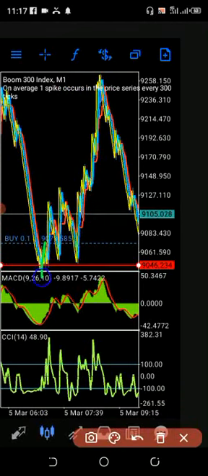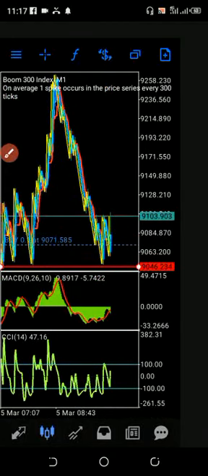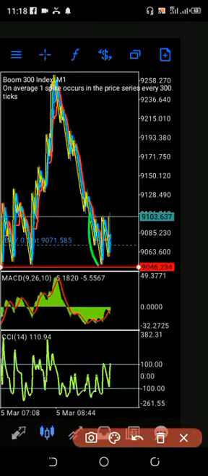The first one tried and it pulled back. It came back again and it pulled back. It came back again and it pulled back down to this place. And they came back to this line. And it came back to this line. It came back to this place and tried to cross the same line and it pulled back.